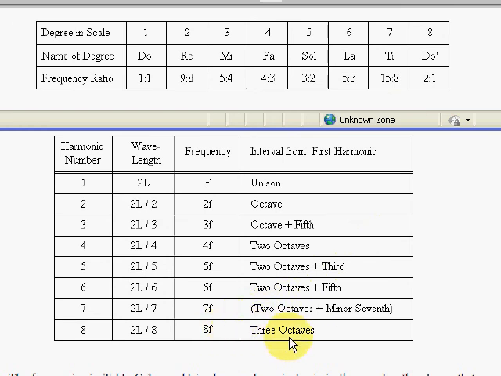Here, 8F is 3 octaves because if I double F to 2F, it's 1 octave. I double to get 4, 2 octaves. I double again, 2 times 4 is 8. And I get 3 octaves, and we have completed this column, except for this strange one in here, the seventh. We have finished constructing the table.